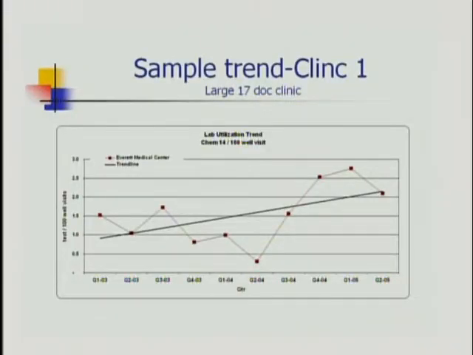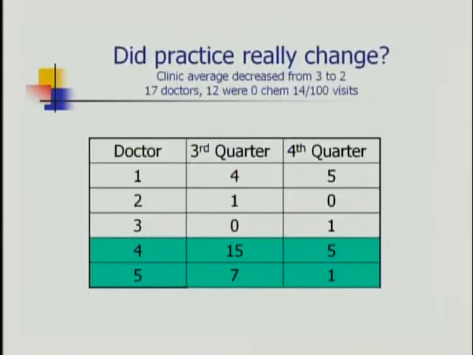So here is clinic number 1, who had a fairly substantial decrease on our little trend report. This is a large 17-doc clinic, and here's their trend report. As you can see, they're going steadily upwards, not where I want them to be. This is an excerpt of the actual comparison between third quarter and fourth quarter. Of these 17 docs in this clinic, 12 were already at target. So we're only talking about a handful of docs. Their average went from 3 down to 2 between third and fourth quarter.